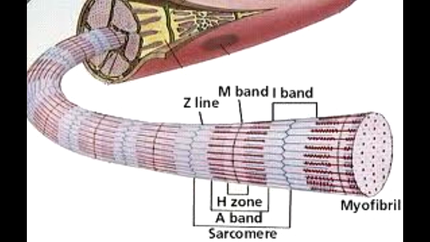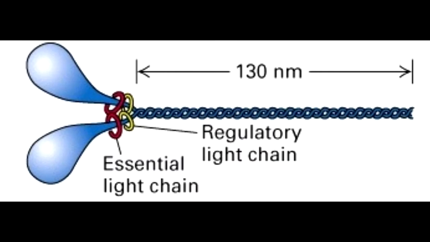The sarcomere is the basic contractile unit of the muscle. It is composed of thick and thin filaments. Let's look at the thick filaments first. They are made up of myosin. Myosin is arranged as a dimer. A myosin filament consists of lots of these dimers with heads projecting from either end.